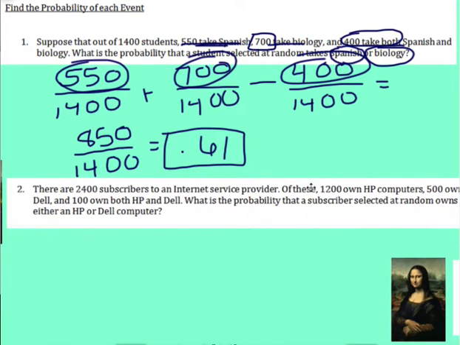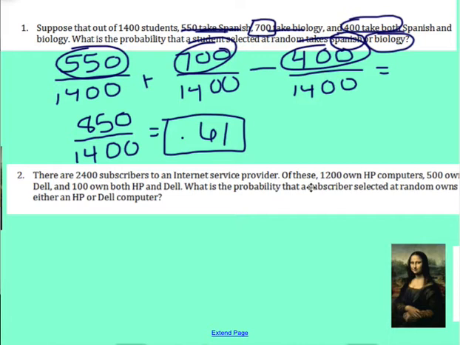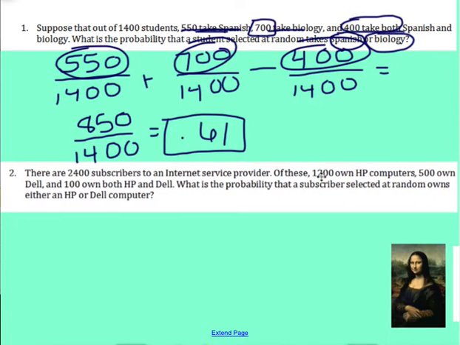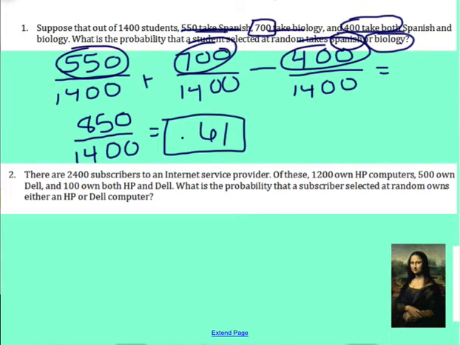Let's take a look at number 2. Number 2 says there are 2,400 subscribers to an internet server. 1,200 of them own HP, 500 own Dell, and 100 own both. What is the probability that they own HP or a Dell?